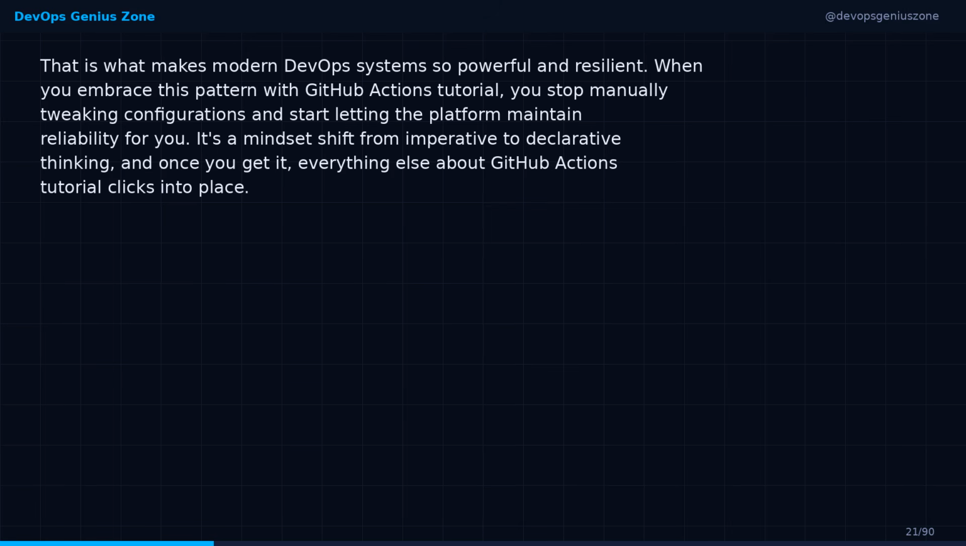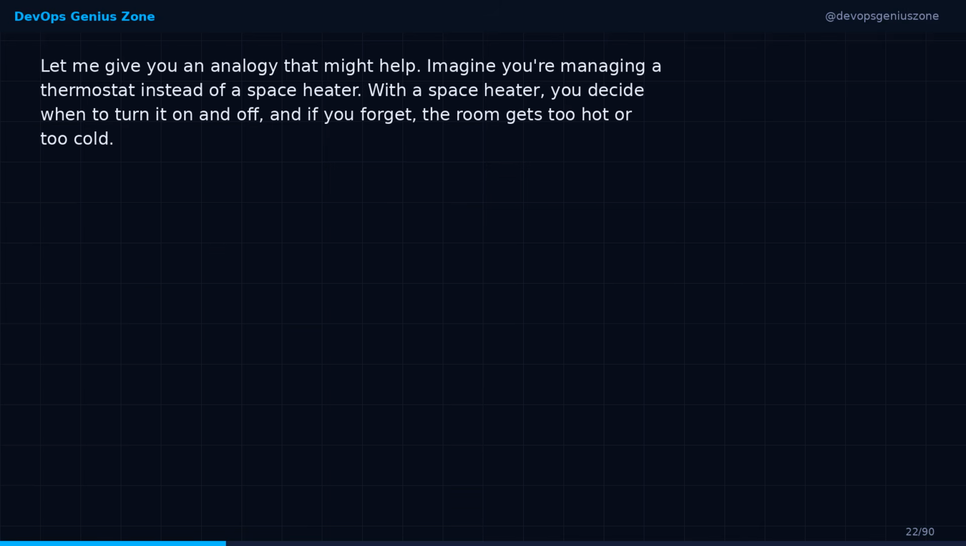Let me give you an analogy that might help. Imagine you're managing a thermostat instead of a space heater. With a space heater, you decide when to turn it on and off, and if you forget, the room gets too hot or too cold.